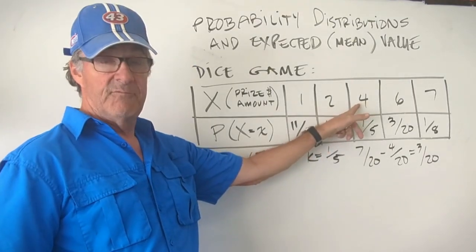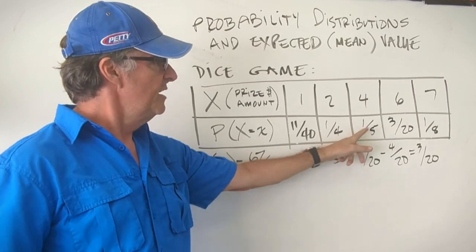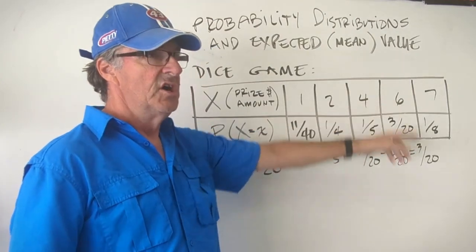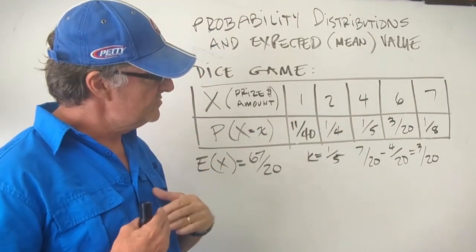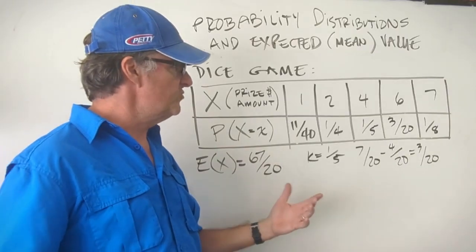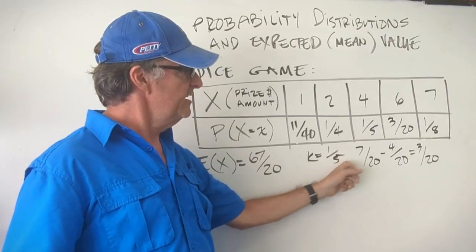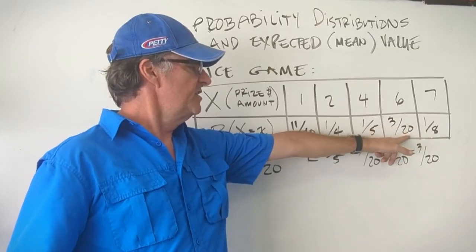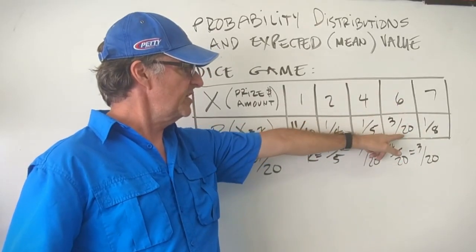So the probability of winning $4 is 1/5. Now the probability of winning $6 was 7 out of 20 minus K. So that's 7 out of 20 minus 4 out of 20 gave us 3 out of 20. So that's the probability of winning $6.